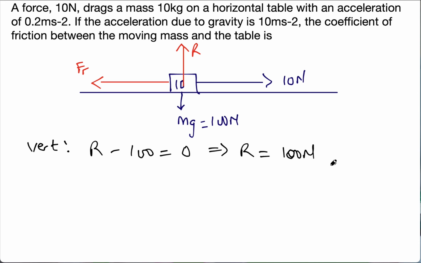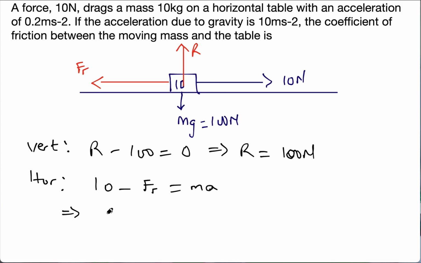This is not always the case. It depends on what the question is talking about. Let us look at the horizontal component of this motion. For the horizontal component, we have 10 minus Fr equals ma. Of course, because it's accelerating in the direction of the force that is acting on it. 10 Newton drags it and it is giving it an acceleration of 0.2.